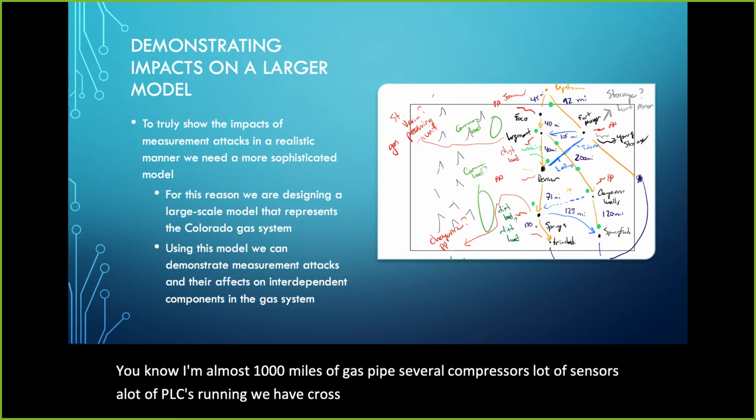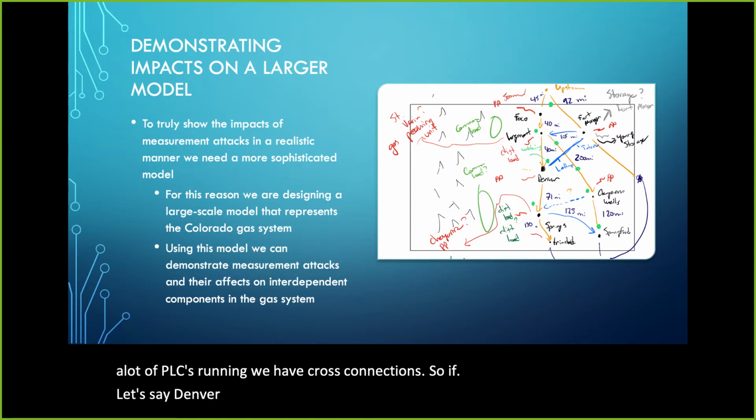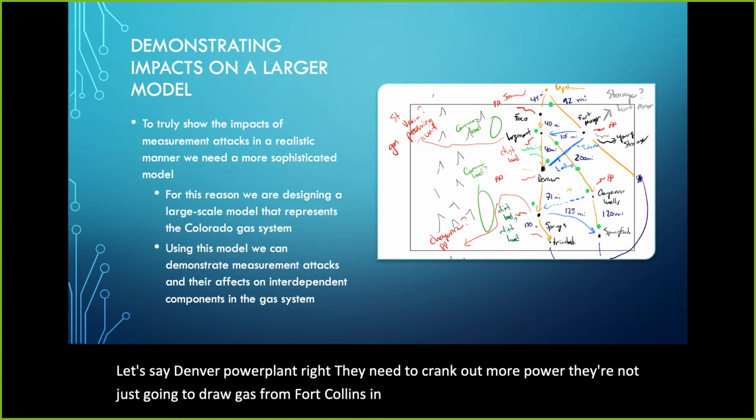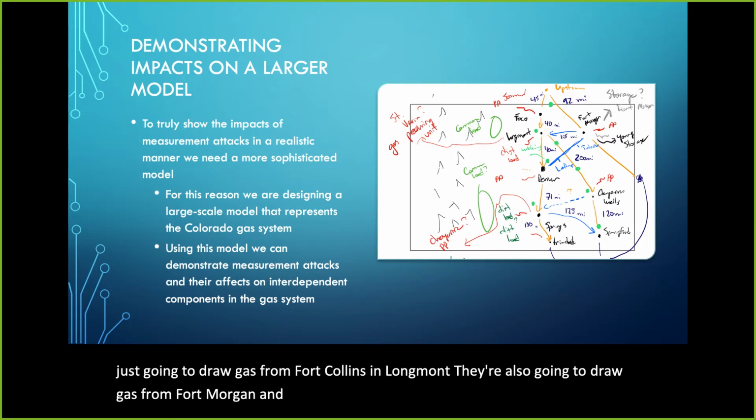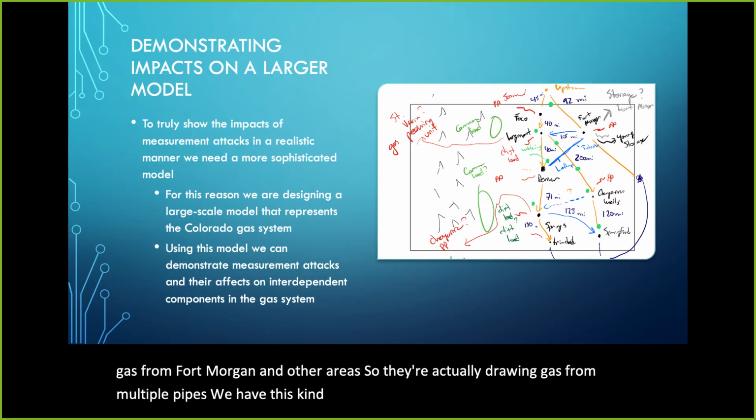So if, let's say, a Denver power plant needs to crank out more power, they're not just going to draw gas from Fort Collins and Longmont. They're also going to draw gas from Fort Morgan and other areas. So they're actually drawing gas from multiple pipes. So we have this kind of branching structure, which means that there are some interdependencies in the system.